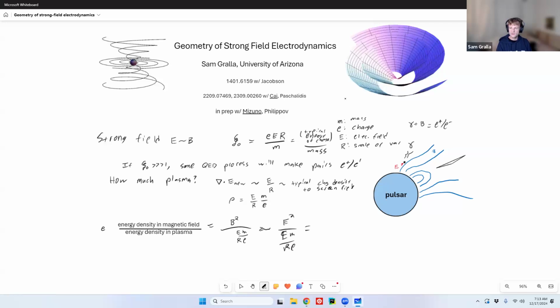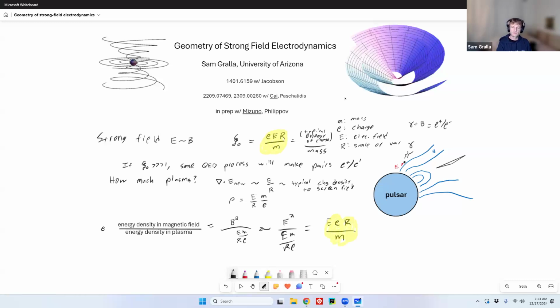And so with technical delays and mistakes now corrected, we triumphantly get that there's an E in the numerator, there's a little e in the numerator, there's a big R in the numerator, and there's an M in the denominator. And you may recognize this is the same parameter we started with. This is this zeta naught.